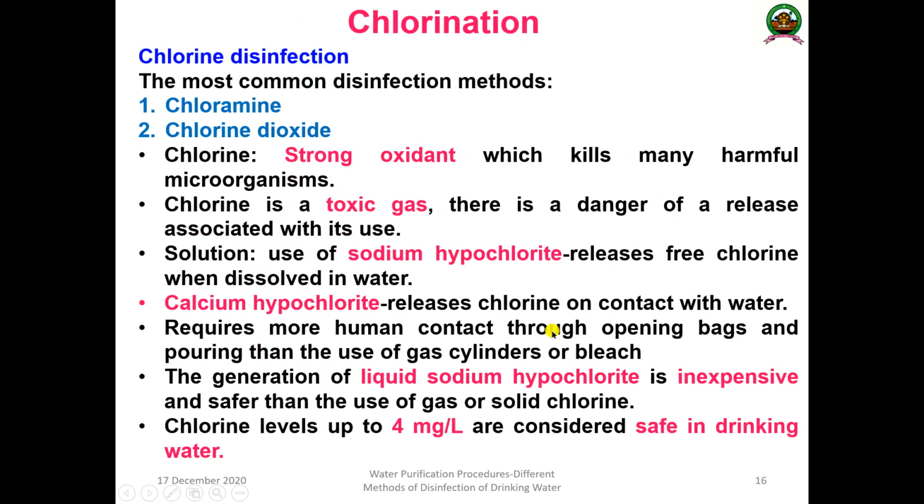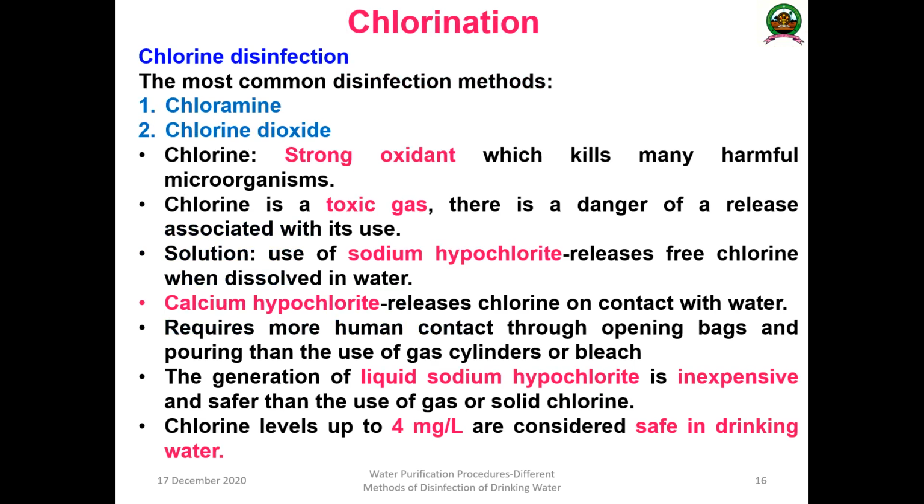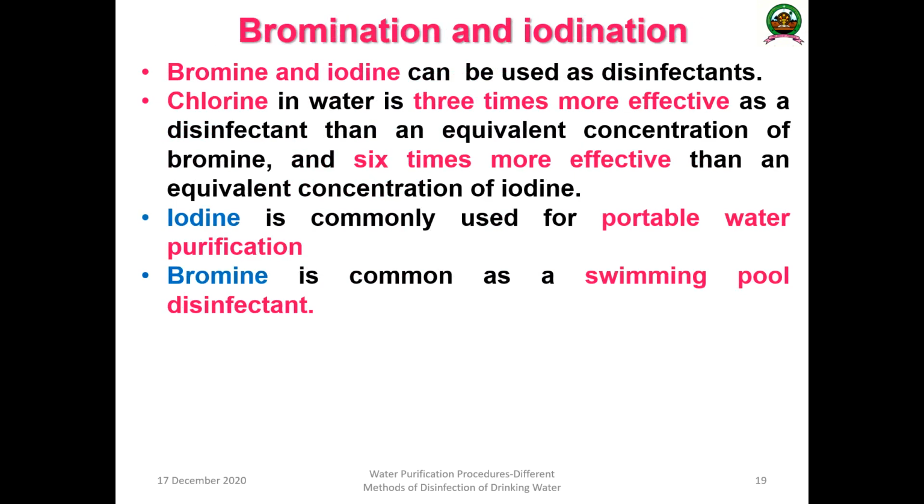This is all about the different methods used for the disinfection of drinking water: chlorination by using chloramine and by using chlorine dioxide, then bromination and iodination, ozone disinfection, and ultraviolet disinfection. So this is all about this particular topic.